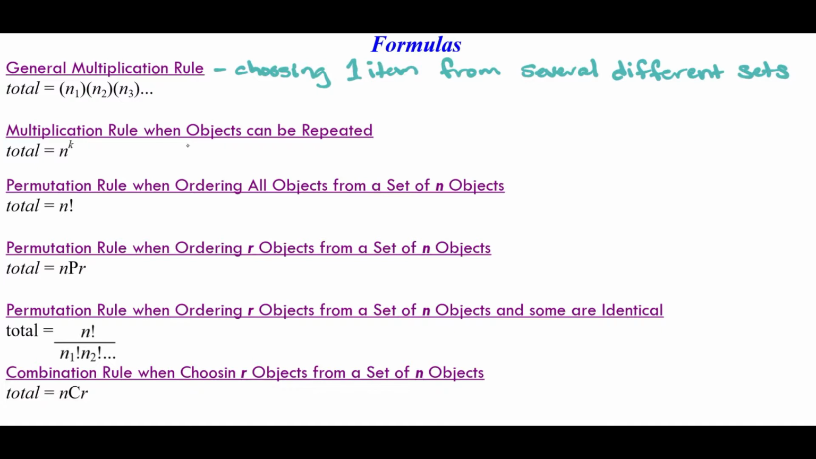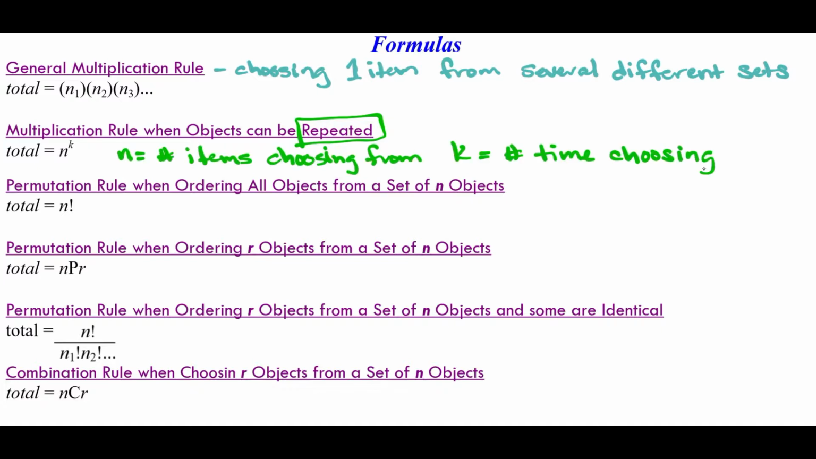So then the multiplication rule when objects can be repeated. So if I can repeatedly choose the same object, so maybe like you're doing a multiple choice test, or you're rolling dice, or you're selecting numbers for like the lottery where you can repeat your digits, then the key here is about repeating. Then we're going to do n to the k. n is the number of items we're choosing from, and then k is the number of times we're choosing.